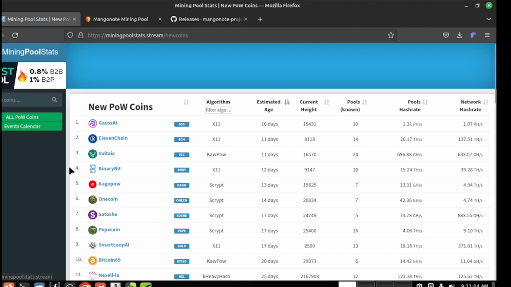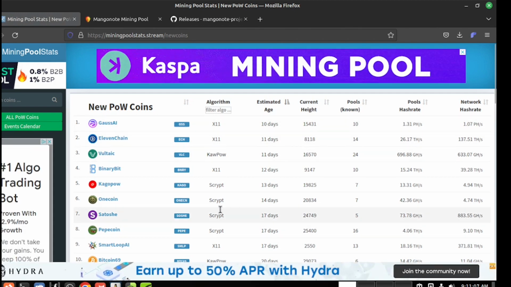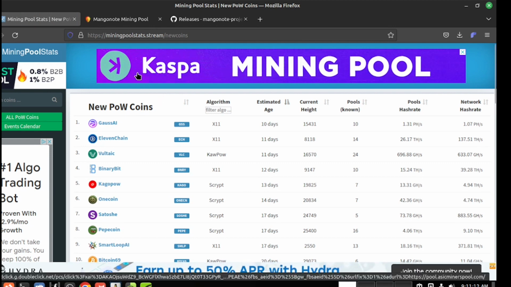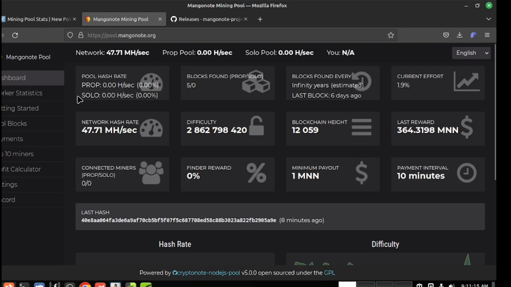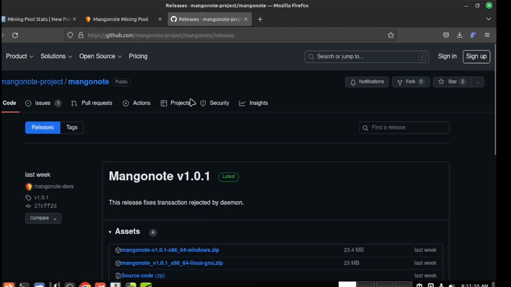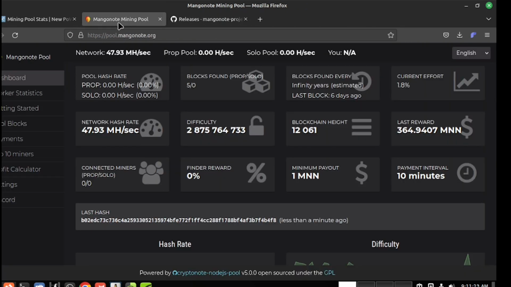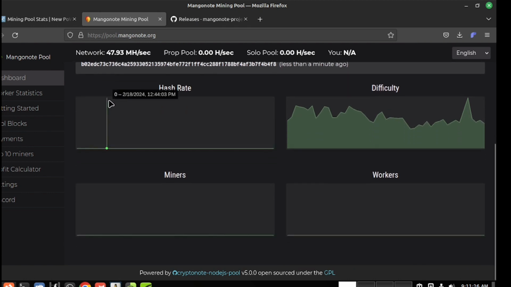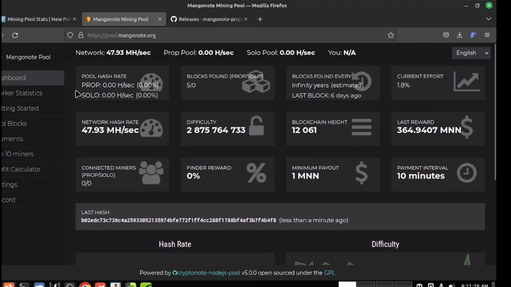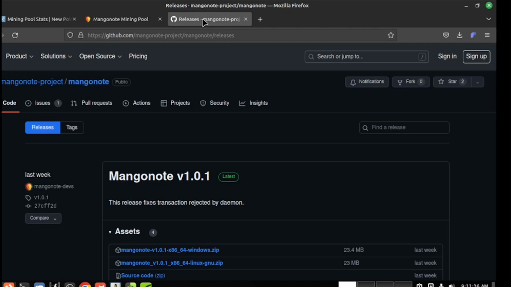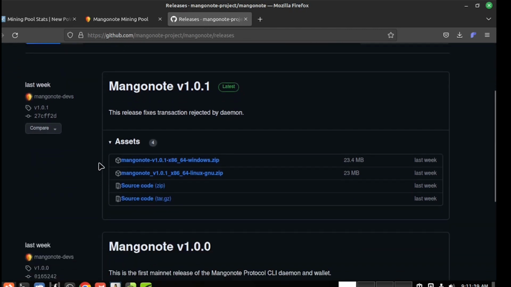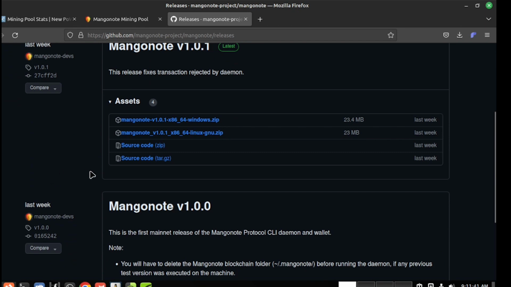under mining pool stats. Didn't find anything too interesting, and then was snooping around on some other pages and found this mango note. Let's see. Here's their hash rate on it already. It's at 47.93, and they have a wallet for Windows and one for Linux.